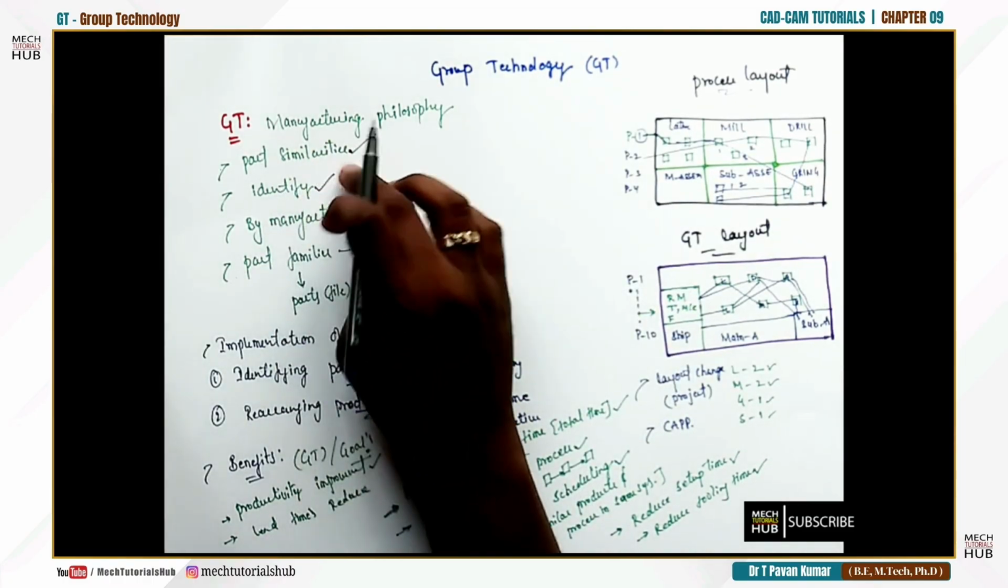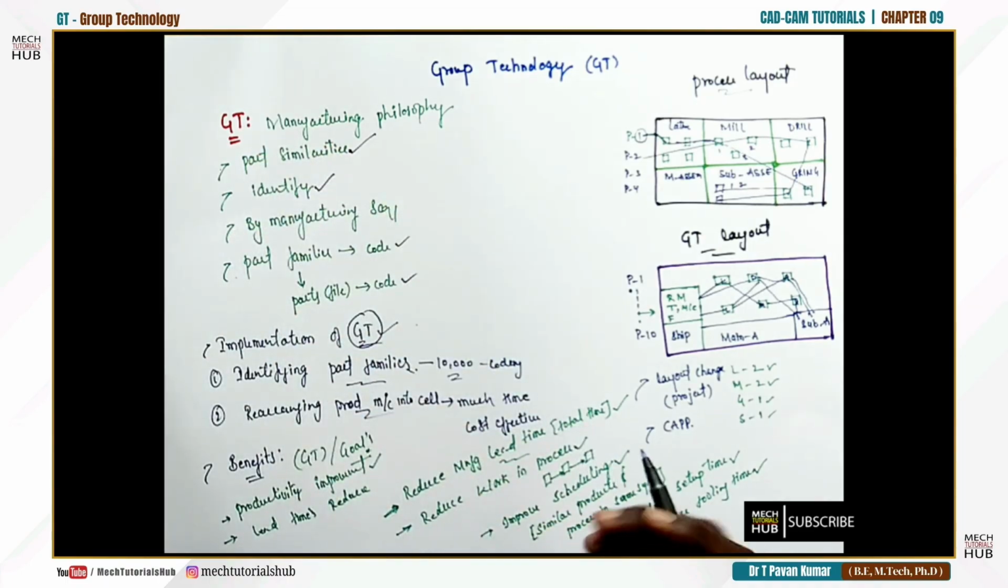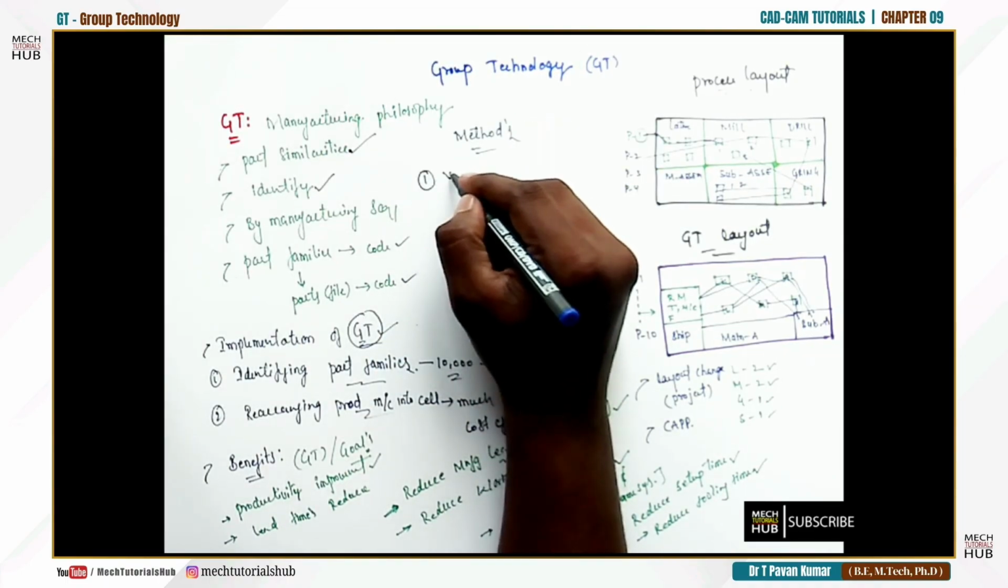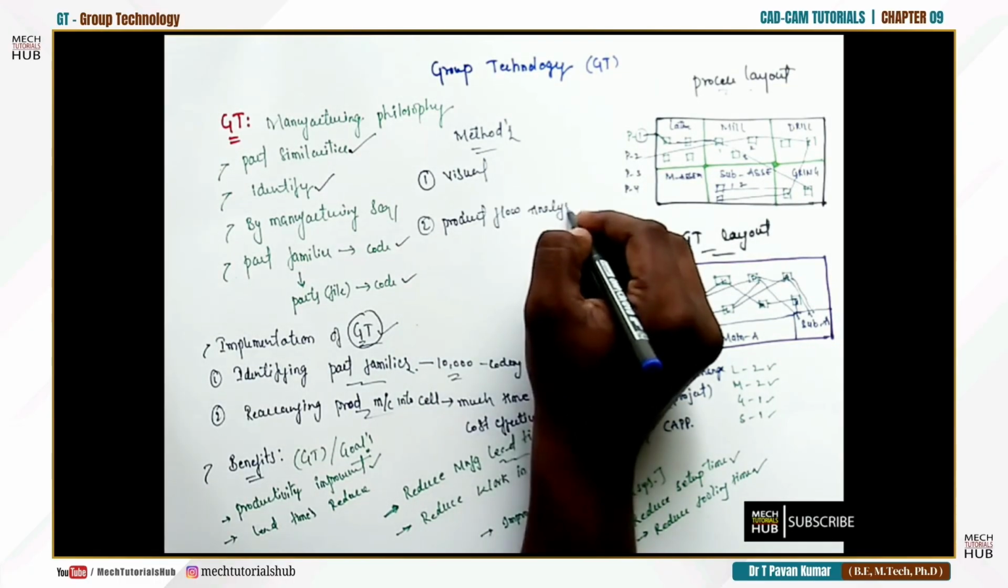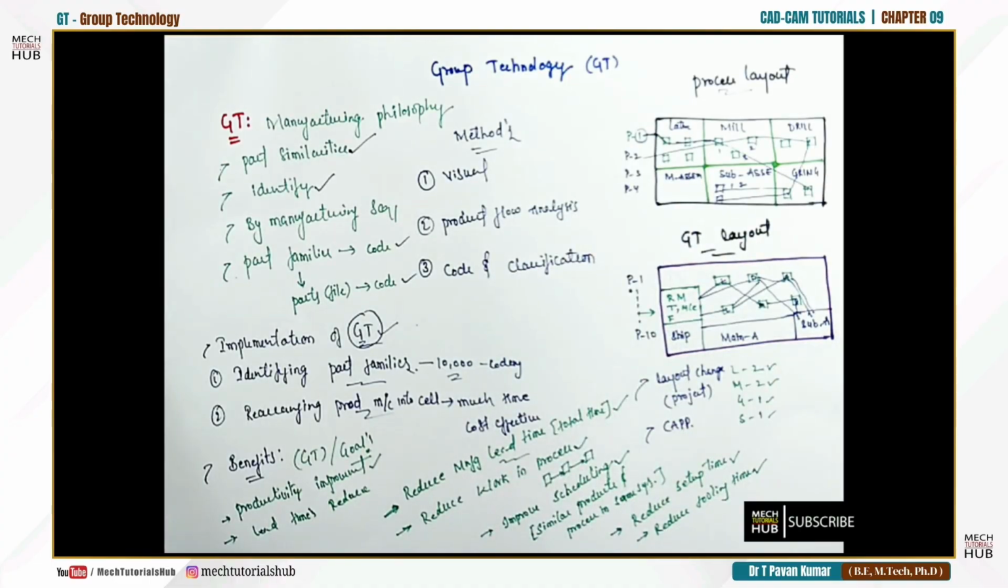Now this identification of similarities, or group technology, can be implemented by using 3 different methods. The methods are: number 1, visual; number 2, product flow analysis; number 3, code and classification system. These are the 3 ways. By using any of these 3 ways, we can implement group technology.